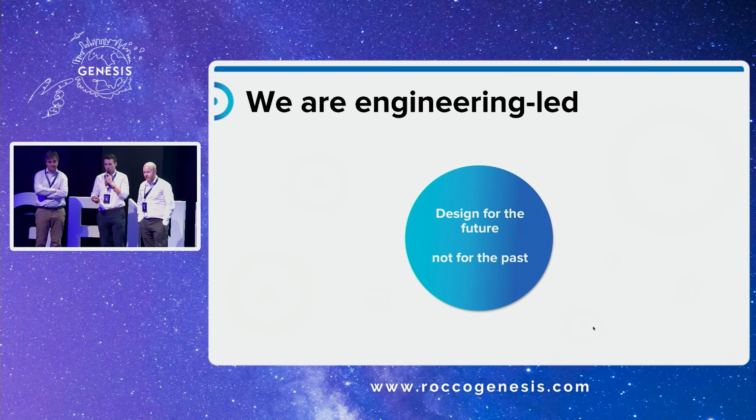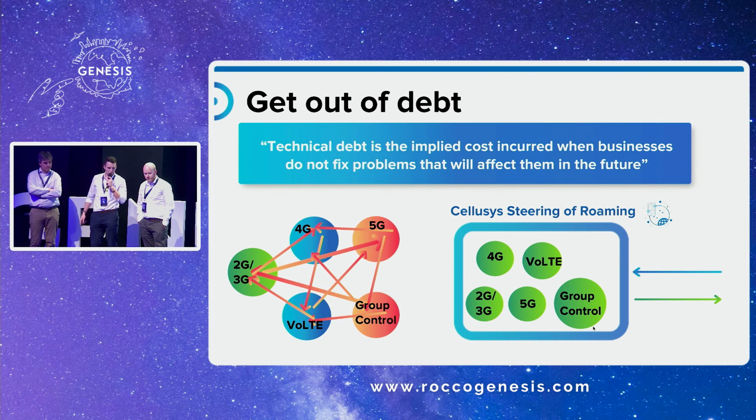For anyone who's familiar with Cellusys, they may have heard us say that we're an engineering-led company. So this means that we focus on solving technical challenges through the use of technologies and methodologies that are around us. This presents its own problems in the form of technical debt. When our software is constantly undergoing evolution, we can introduce issues along the way. Technical debt is the implied cost incurred when businesses do not fix problems that will affect them in the future.